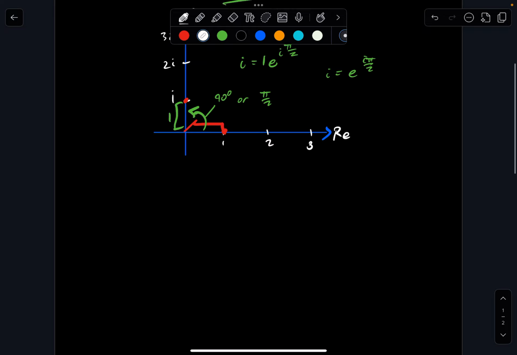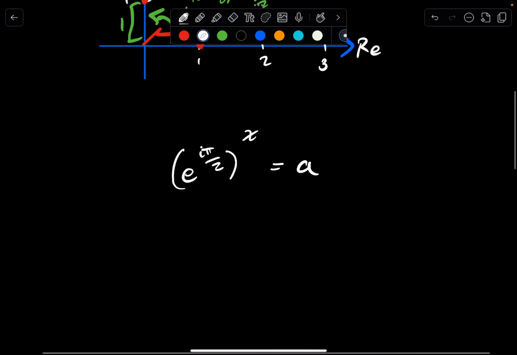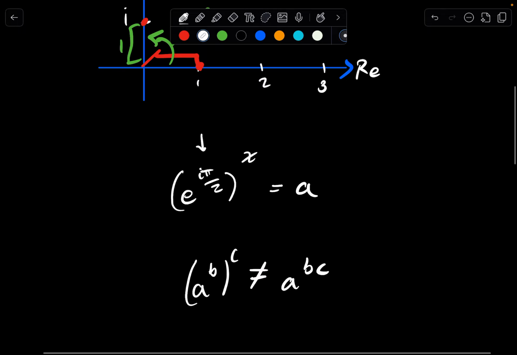So we now get e to the i pi over 2, all to the power of x, is equal to a. Now, someone said that I can't multiply exponents because in the complex world, a to the b all to the power of c might not always equal a to the bc. It was a really interesting comment. I left a reply, and I really appreciate those comments because they can sometimes show different flaws or nuanced thinking about the complex plane, which is really good since it's so obscure in mathematics. But since we're dealing with the principal definition of i in polar form, it's perfectly okay to do this.